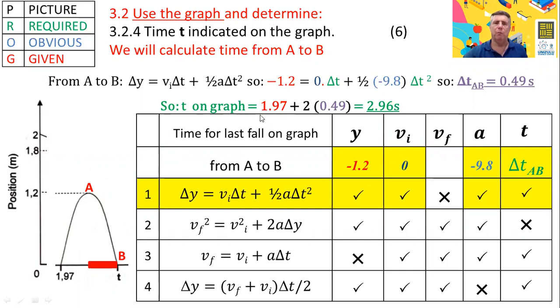Just for interest, how were marks allocated? This was a 6-mark question. So there was 1 mark for finding the correct equation. And notice that's not the only equation that you can use. There's lots of other options given in the marking memorandum. Then there was 1 mark for substituting in the position of minus 1.2. Another mark for correct substitution on the right-hand side of the equation. And then in calculating the time, 1 mark for getting the 1.97, 1 mark for adding 2 0.49 periods, and 1 mark for the final answer.